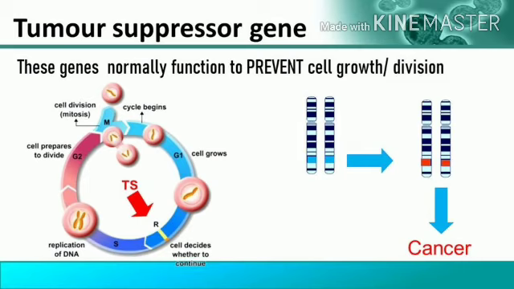The animated chromosome diagram illustrates that both copies of the TSG have to be inactivated by mutation or other alteration for there to be a loss of cell cycle control. If one functional copy remains, there is still a brake on the cell's growth.